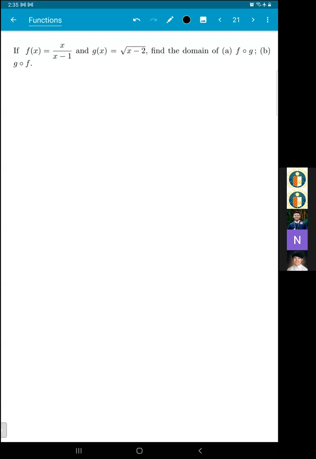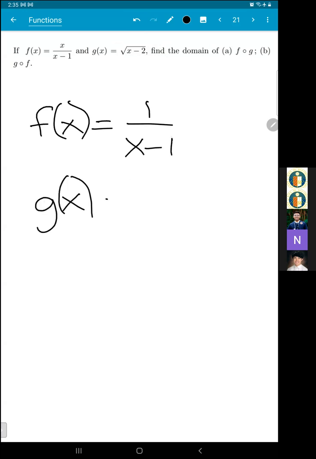But let me give, you can answer letter A for your practice. Let me give two functions here. f of x equals 1 over x minus 1, and g of x equals 1 over x. Okay, let me click this way. Okay, that's fine.